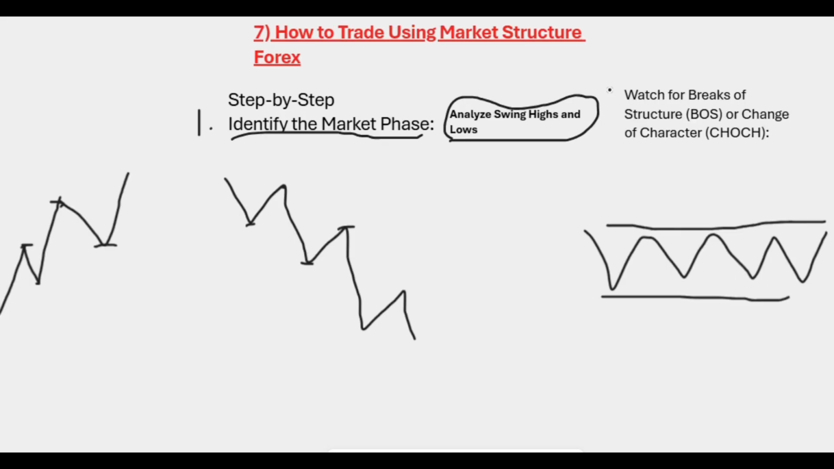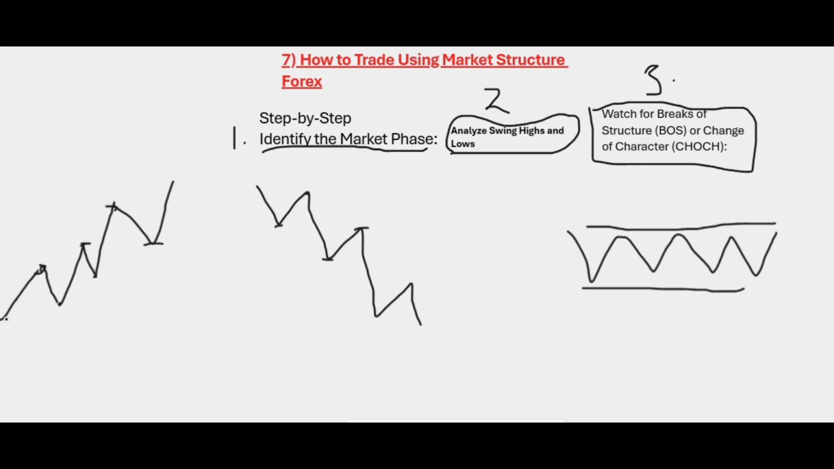The third step, we watch for break of structure and change of character. This is number 2. Then after knowing where swing highs and swing lows are, number 3, we watch for break of structure or change of character. So when in an uptrend, we want to confirm where the break of structure is. The break of structure means when you break this swing high, we have a break of structure. Price continues going up, then comes down, then price breaks this swing high. When price breaks this swing high, we call it a break of structure. Then the last one, this swing high, price breaks it, and we call it a break of structure.